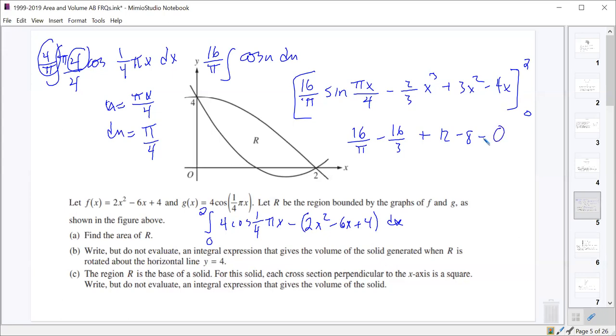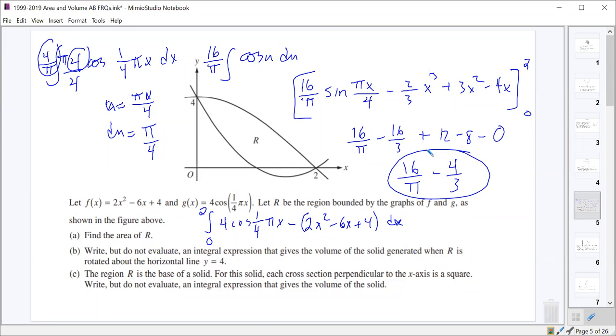So there's your answer. 16 over pi minus 16/3 plus 12 minus 8. That's 16 over pi. And then this is a plus 4. So that'll be minus 4/3. Good or no? A little bit messy. Got to deal with that first integral with a u sub, but it could be worse. Yeah. What about part B?